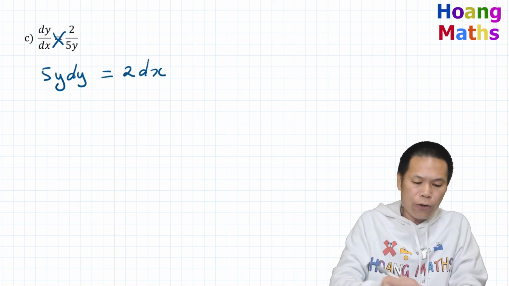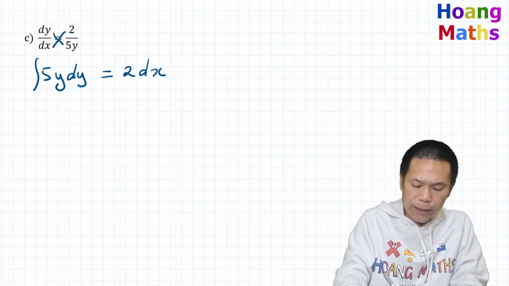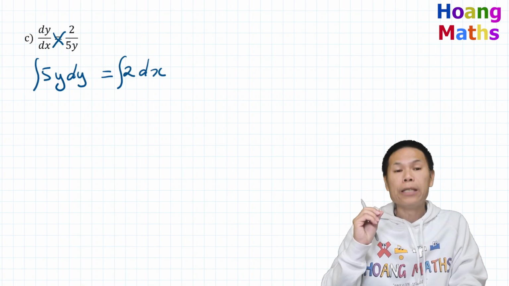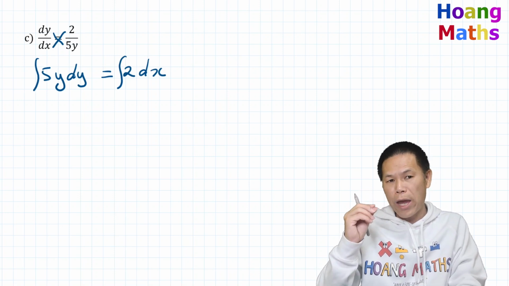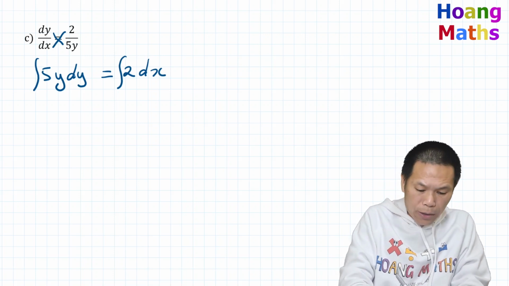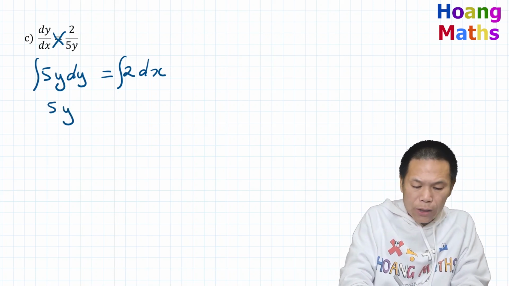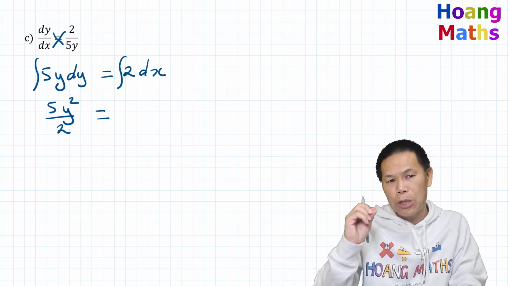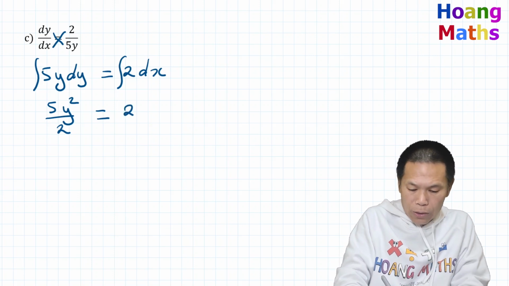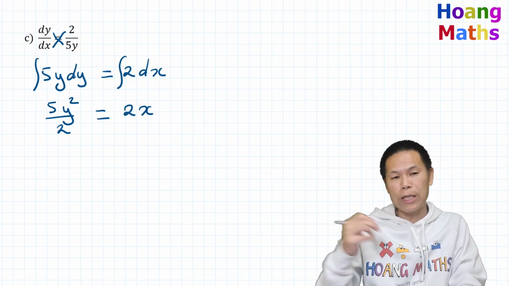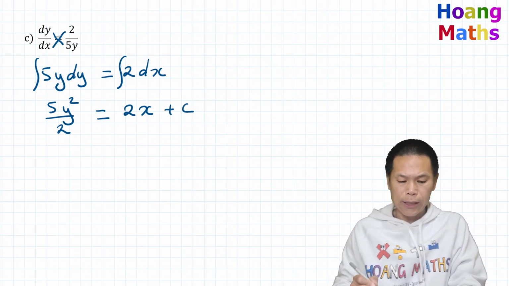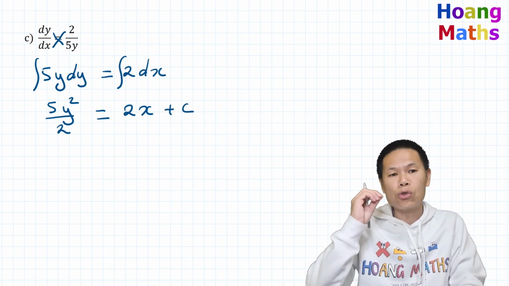So now I integrate both sides. So I integrate this and I integrate this. So integrate 5y dy, which is 5y squared over 2. Okay, so that is 5y squared divided by 2. So that will give me, integrate 2 with respect to x, that gives me 2x. Of course, we finished with integration. Don't forget, we need to add a constant c. There you go. Now we just need to solve for y.